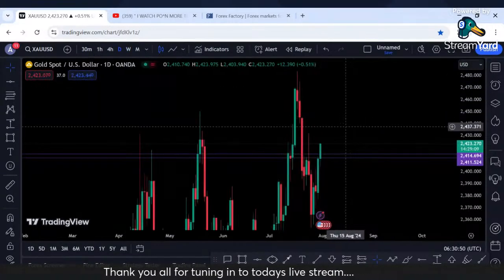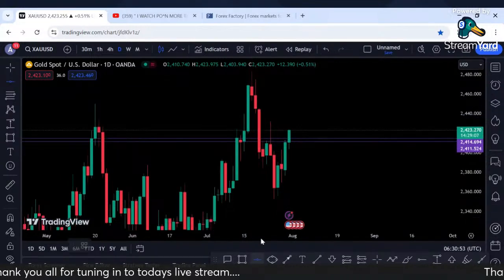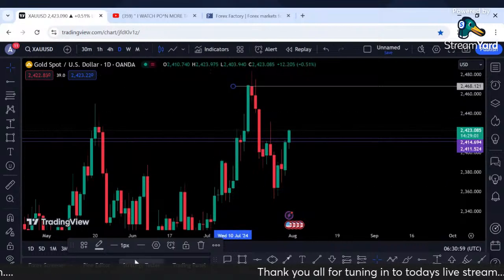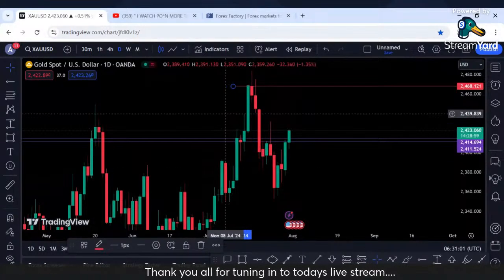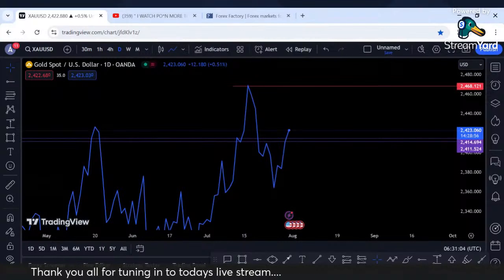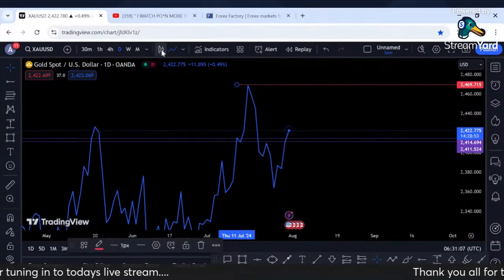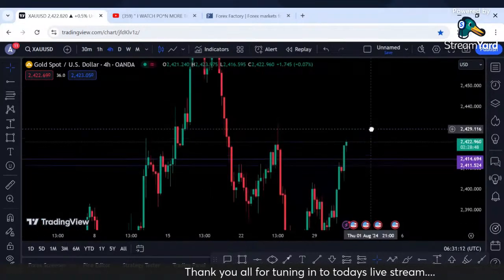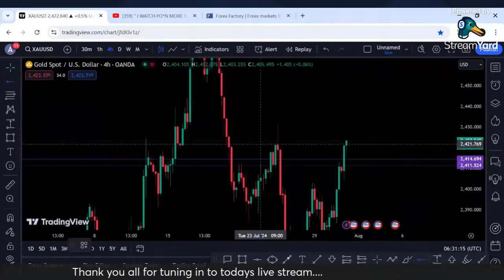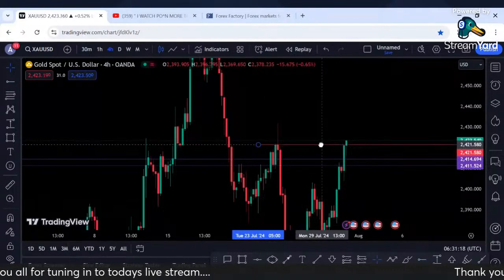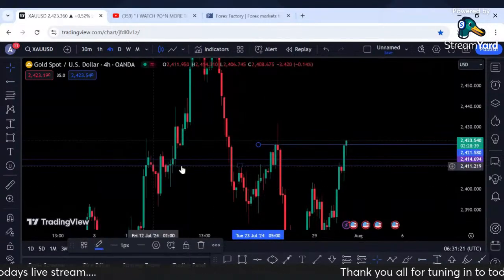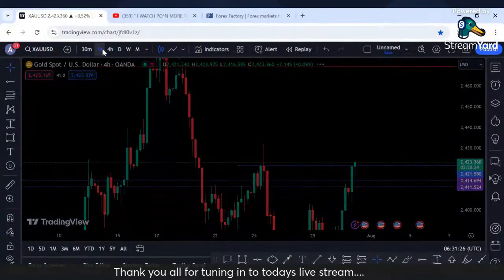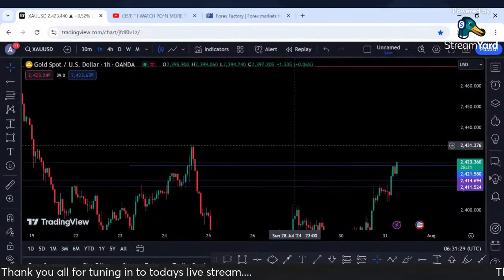So on the daily time frame, I have a resistance over there. So H4. So you see we have a clean zone at the top for gold. Okay. H1.